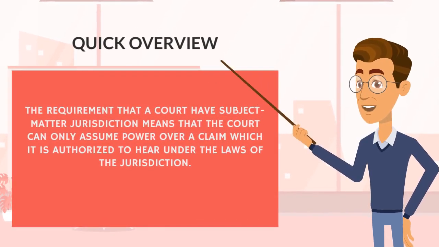The requirement that a court have subject matter jurisdiction means that the court can only assume power over a claim which it is authorized to hear under the laws of that jurisdiction. For example, Congress limited the subject matter jurisdiction of the United States Tax Court to cases related to taxation. Thus, the court does not have subject matter jurisdiction over any other types of matters.